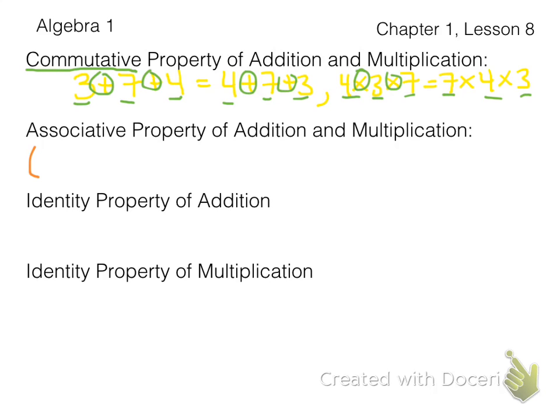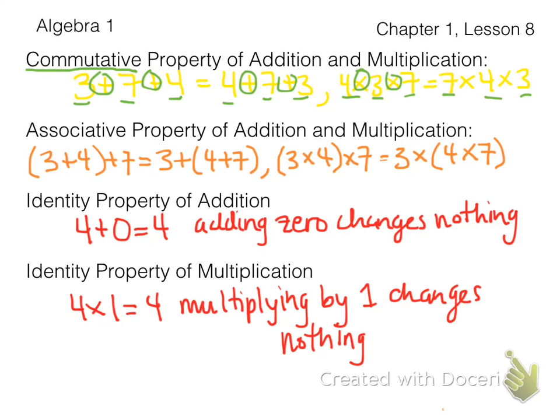And think commute, you're commuting in traffic, right? When your parents are driving around and they're stuck in traffic, they're commuting. So commuting means to move location. All right, associative property.